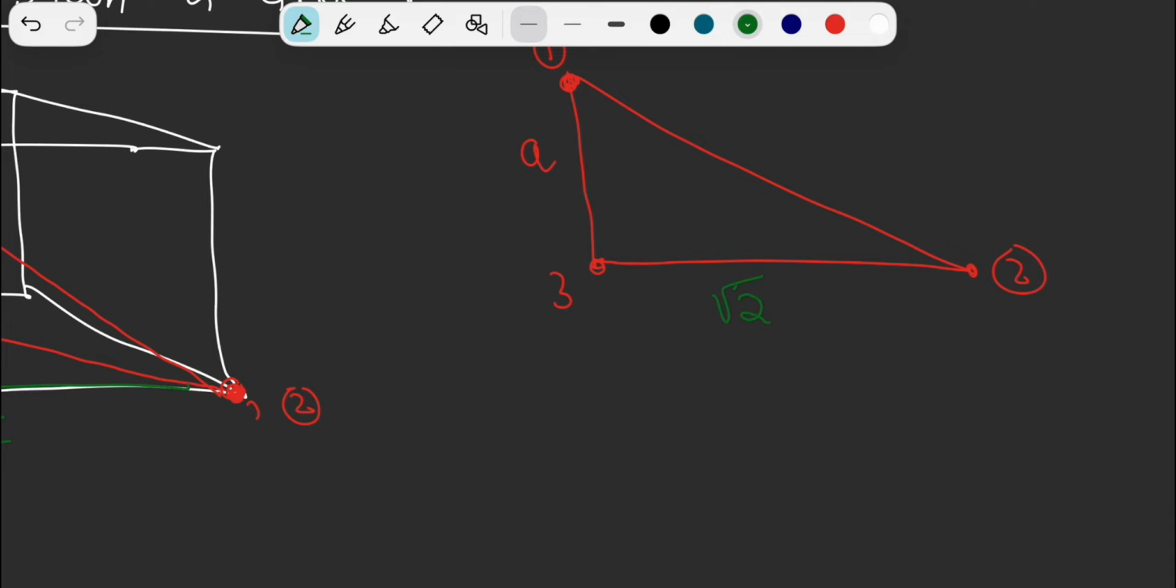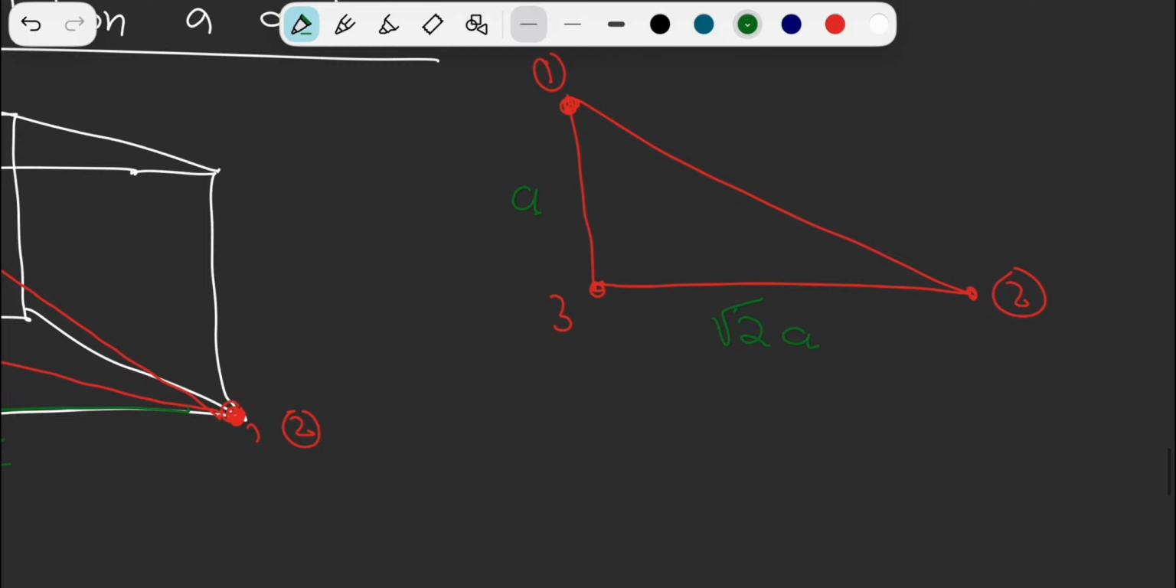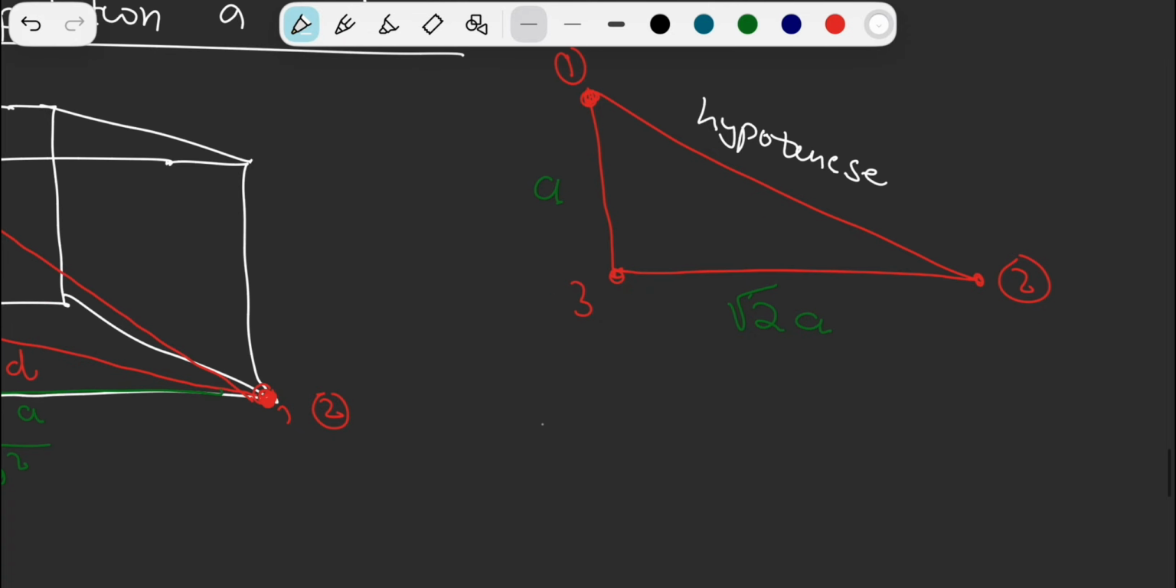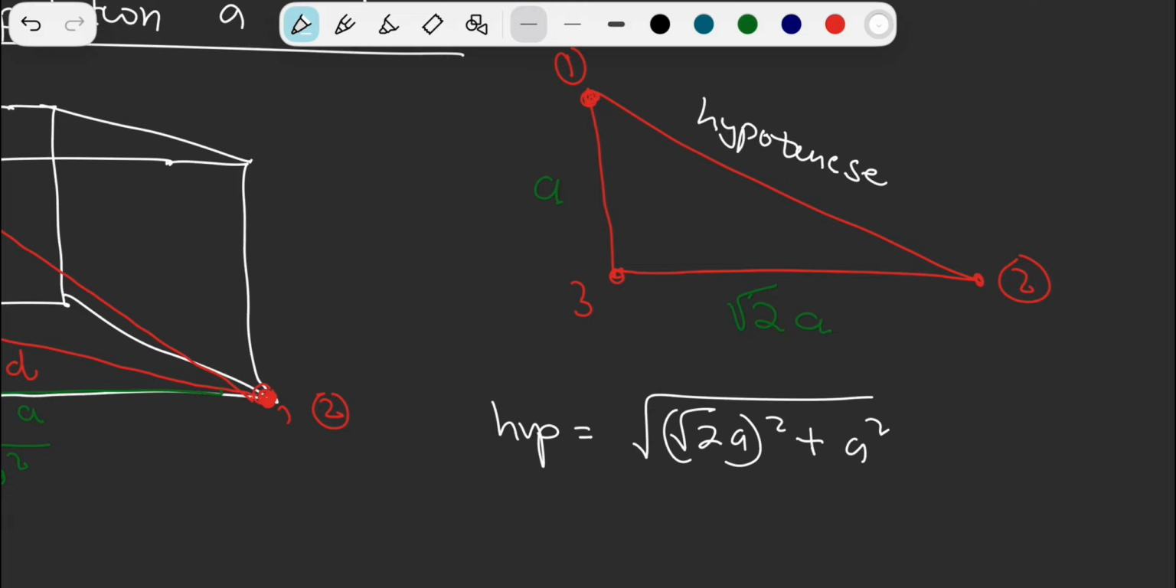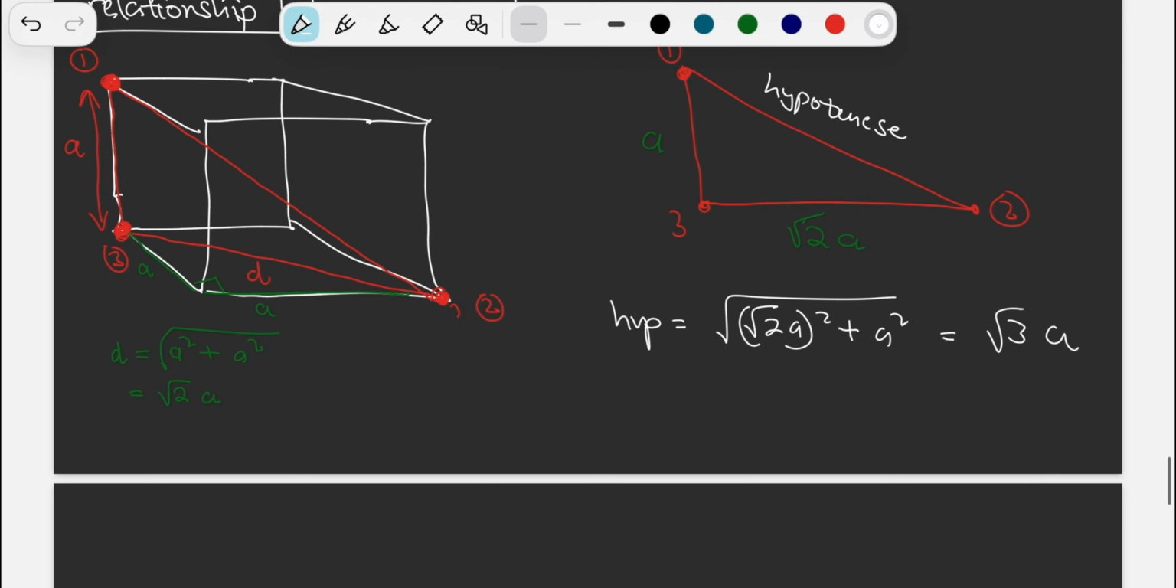Okay, so D is root 2 A, which is the length 3-2. This is basically A. So you want to find the length of 1-2, basically this hypotenuse. So what you're going to do is say the hypotenuse is equal to the square root of (root 2 A) squared plus A squared, which is root 3 A. So this is basically the length of this hypotenuse.